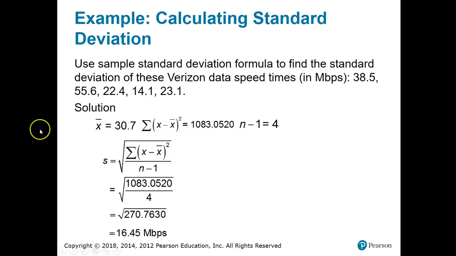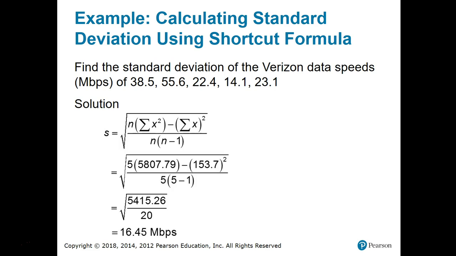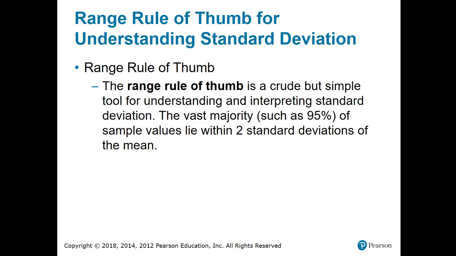All right. This is giving us exactly what we had before. X bar is equal to 30.7. Sum of all that. All right, n minus 1 is 4. Plug it into Excel like we had it, and that should give us our S of 16.45 megabits per second for Verizon.